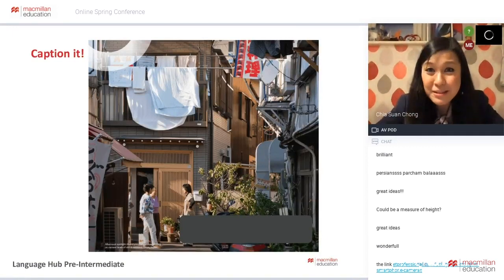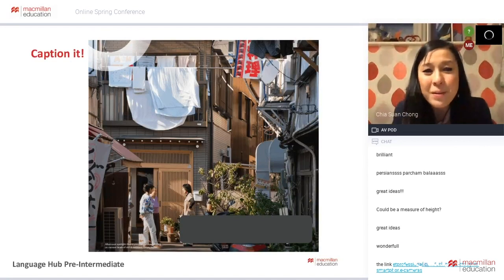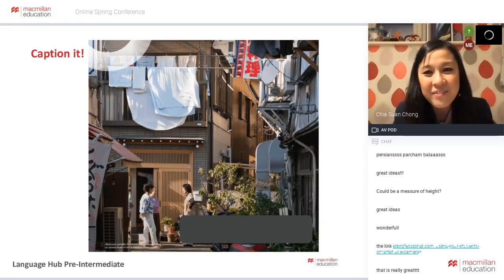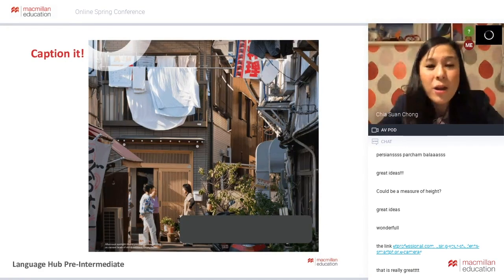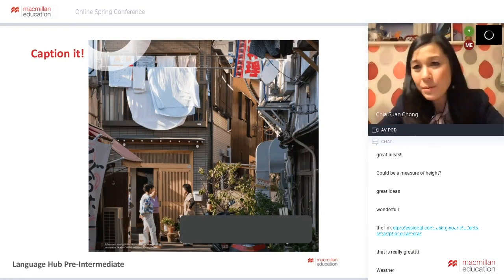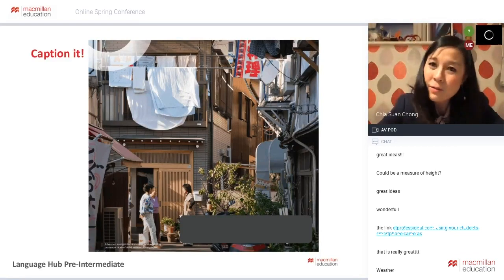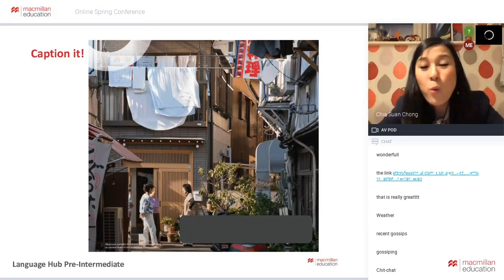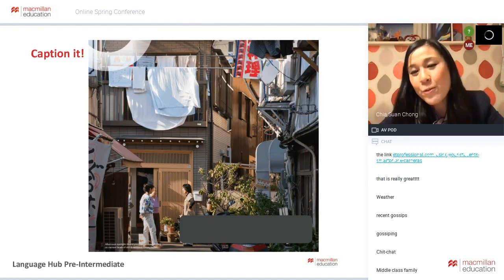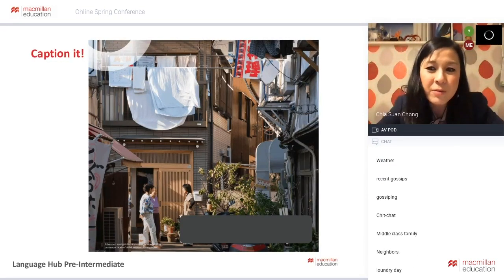This is from Language Hub Pre-Intermediate. I love this photo because it says so much. What do you think the women are saying to each other? That's something I could ask my students. Or I might ask them, what caption might you give this photo? Or I might even ask them, what quote can you find that would be suitable for this photo? A nice quote that might be suitable for this photo.